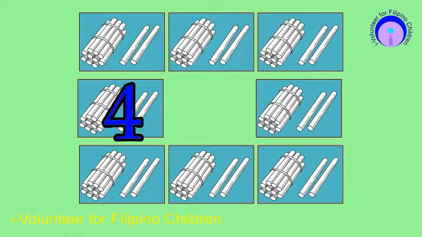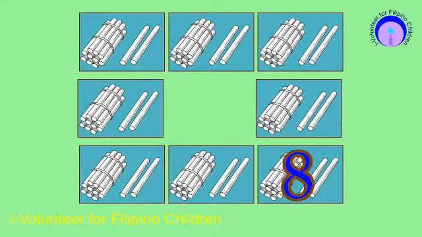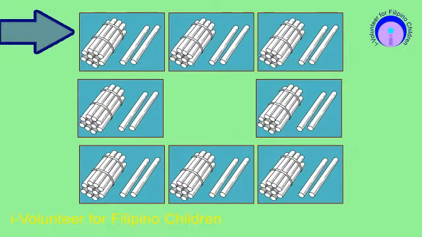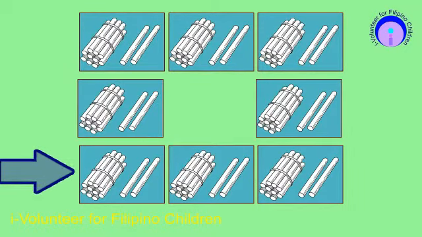4, 5, 6, 7, 8. There are 8 groups. Gusto niyo ba yung mas mabilis? Let's count the number of rows and the number of columns. Go! 1, 2, 3 rows.